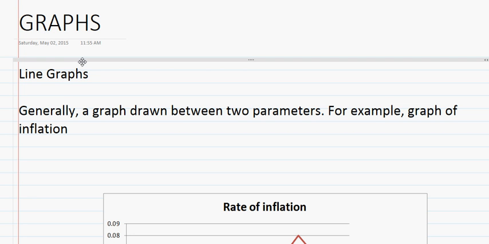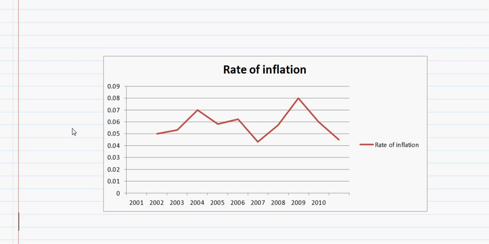The most important type of graph from our exam point of view is the line graph. A line graph is generally drawn between two parameters. For example, you would see a graph of the rate of inflation versus various years. In 2001, for example, it was 0.05, so in percentages it was 5%, and then it increased to something more than 5%, then it went to 7%, and so on and so forth.